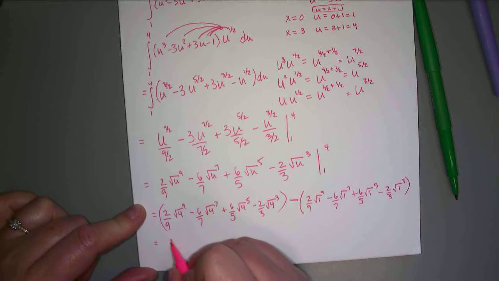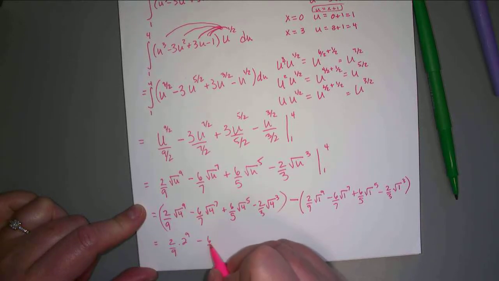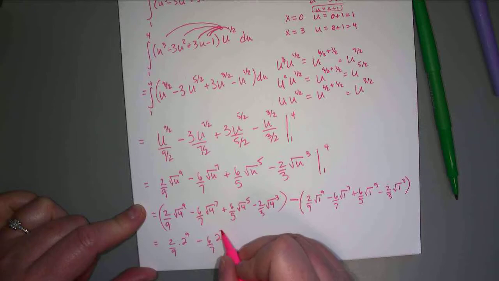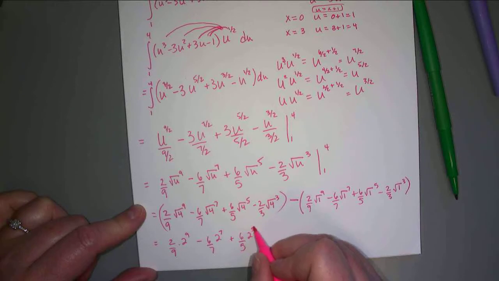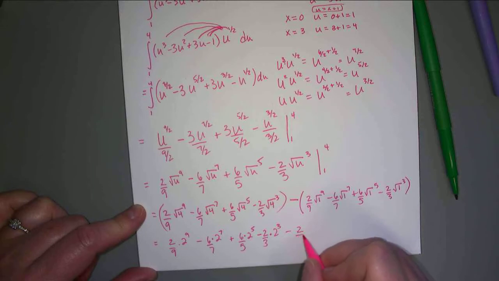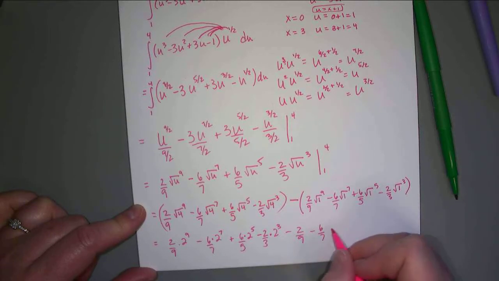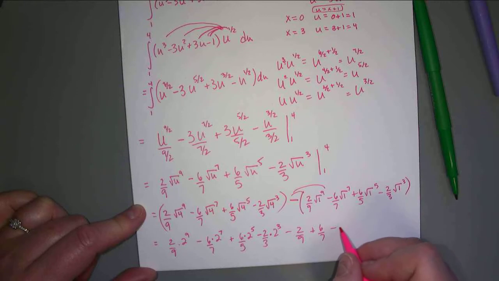Okay, 2 over 9 times 2 to the 9. I'm not going to work this all out. I think this is fine because I'm not going to make these into a common denominator. Times 2 to the 5 is 2 cubed minus 2 over 9 minus 6 over 7 plus 6 over 5 plus 2 over 3.